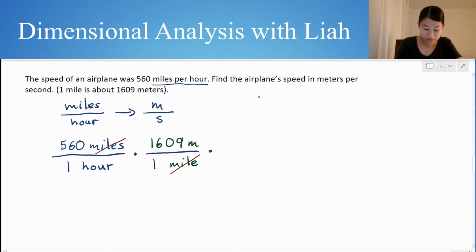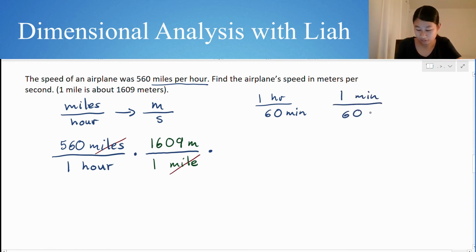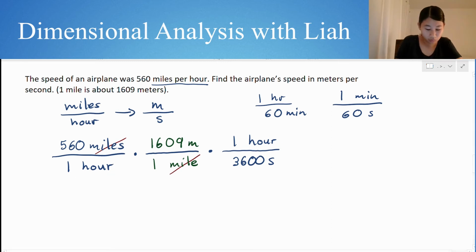So we know that in 1 hour, there are 60 minutes, and we know that in 1 minute, there are 60 seconds, which means that in 1 hour, there are 3,600 seconds, or 1 hour per 3,600 seconds. Right, so now that we have hours on top and hours on the bottom, we can go ahead and cancel hours, leaving us with meters per second, just like we wanted here.